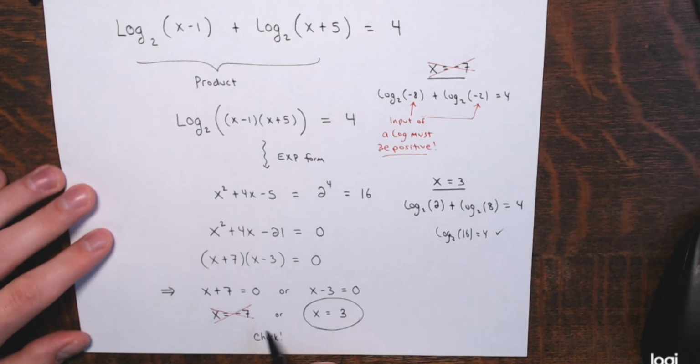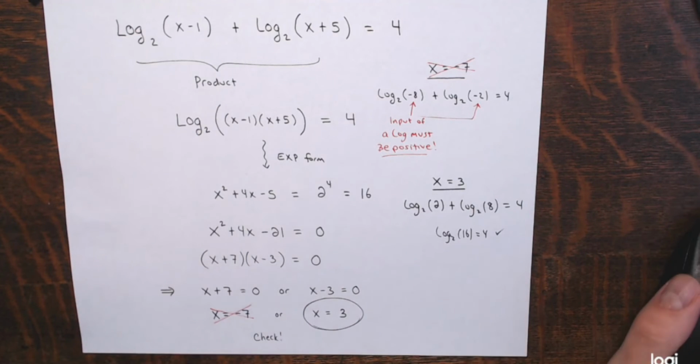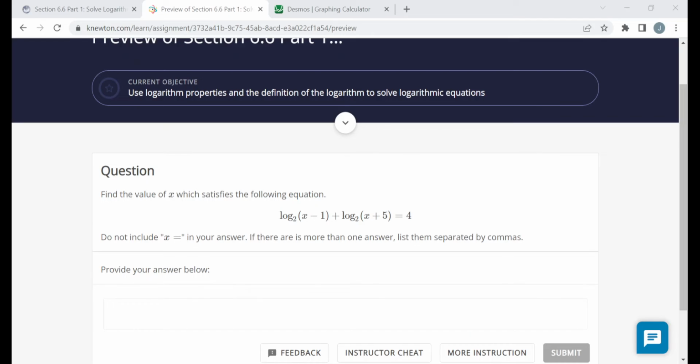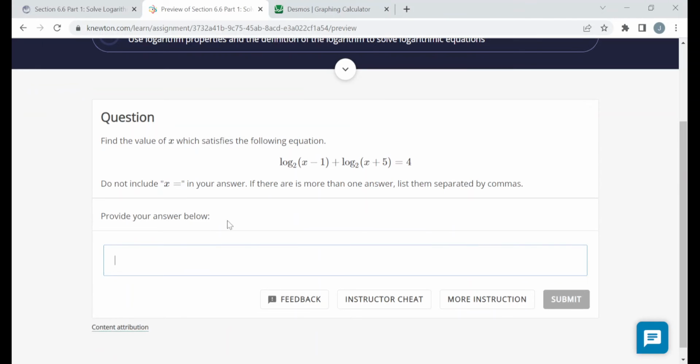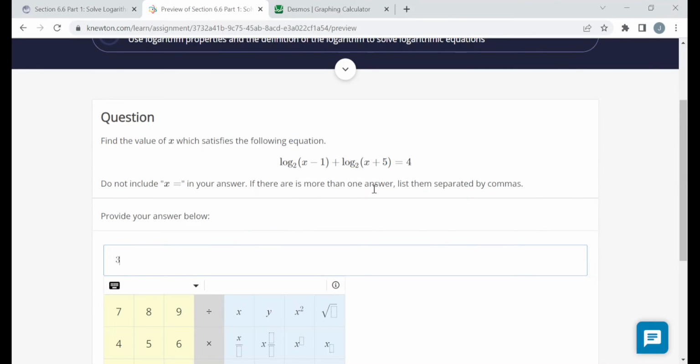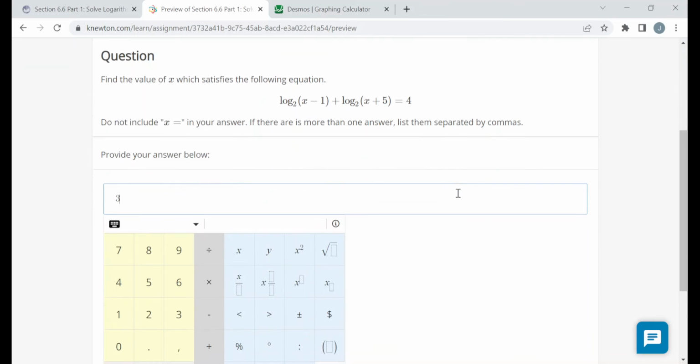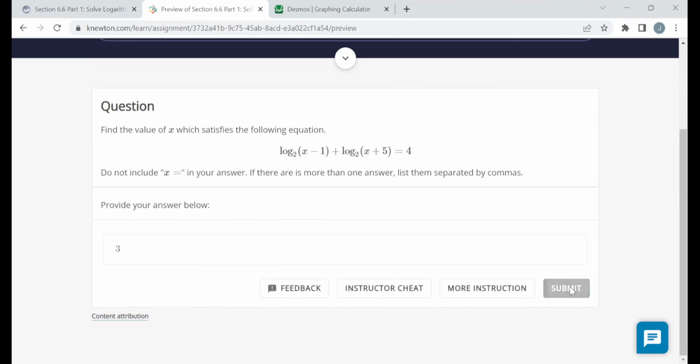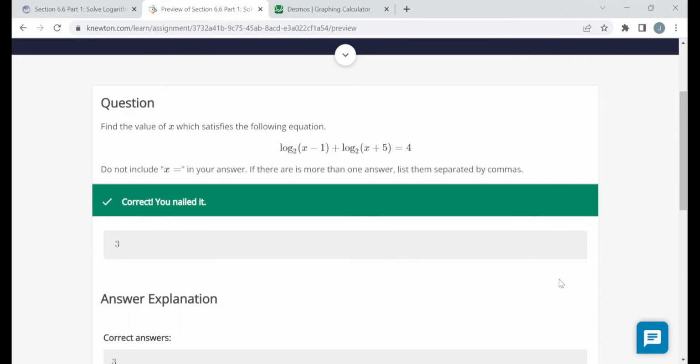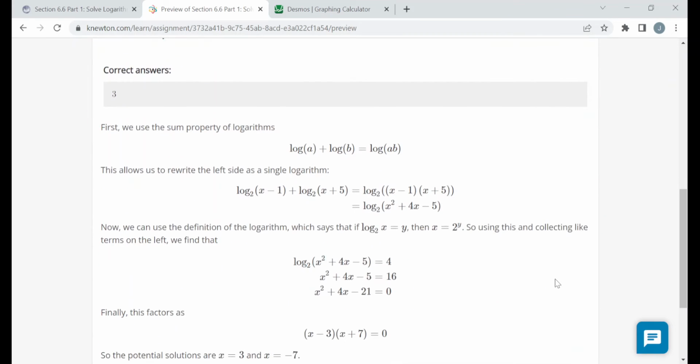The other one's extraneous. So after all that, the only solution is 3. And they did say if there's more than one answer, separate them by commas, but there's not more than one valid answer. Only 3 works here. And you'll see them explain that here.